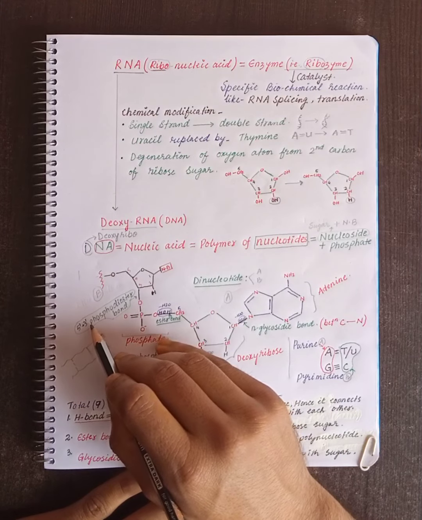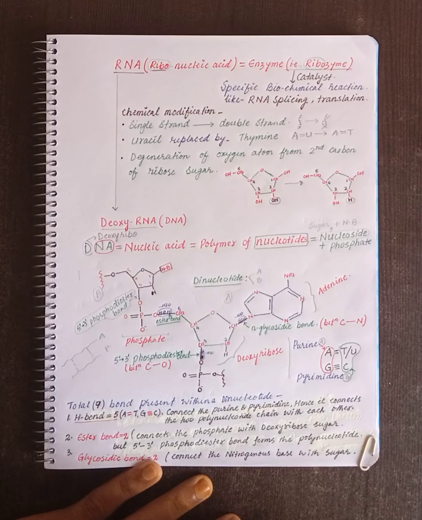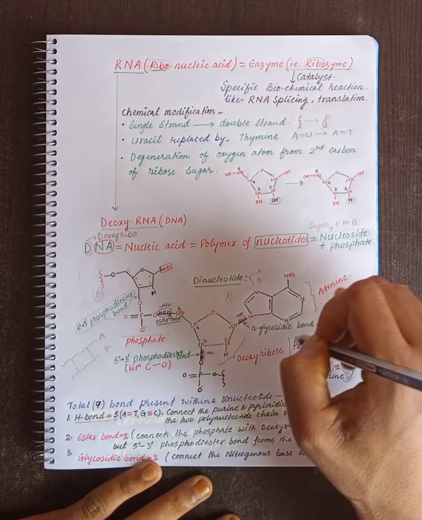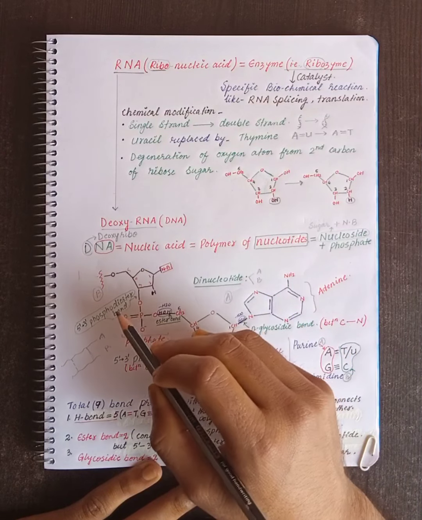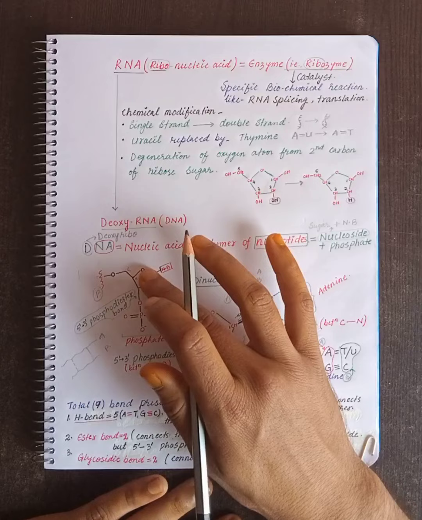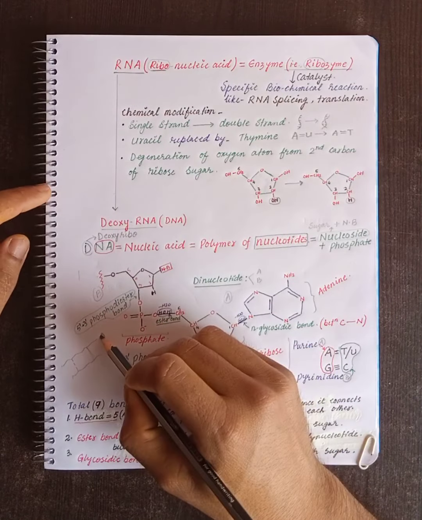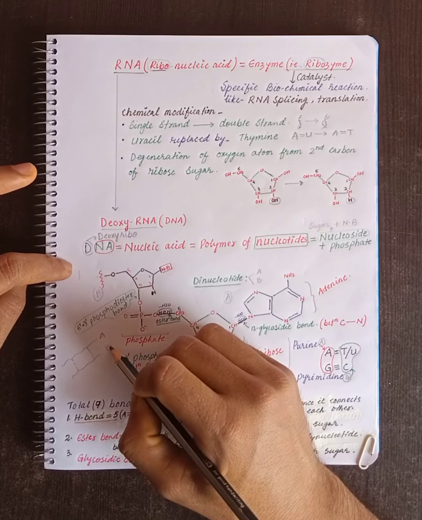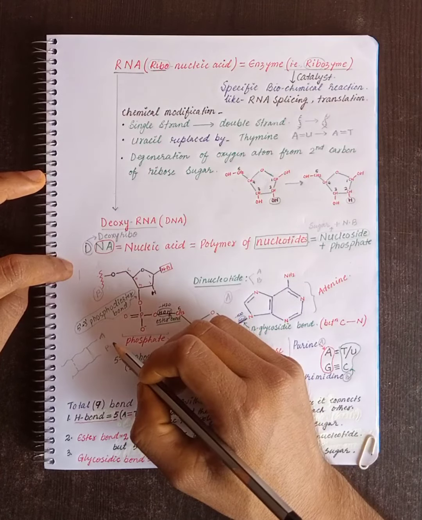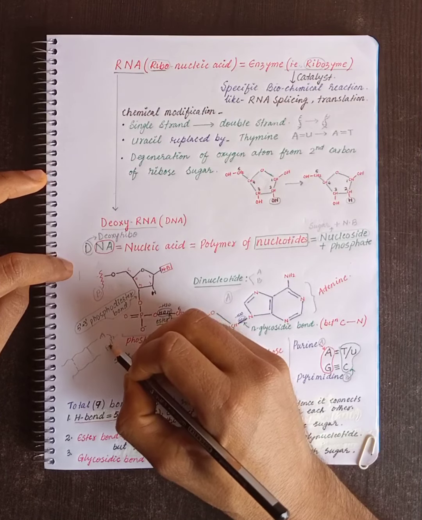But actually, this phosphodiester bond is a type of ester bond only, because in this dinucleotide structure, this 5' to 3' phosphodiester bond connects the two nucleotides. Suppose nucleotide A is connecting with nucleotide B with the help of this phosphodiester bond.